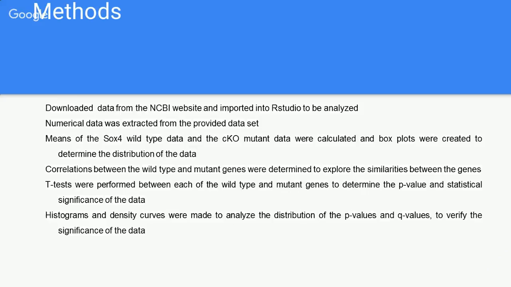We then did a t-test between each of the wild-type and mutant genes to determine the p-values and the statistical significance of the data. And then after that, we created histograms and a density curve to analyze the distribution of the p-values and q-values to verify that significance.